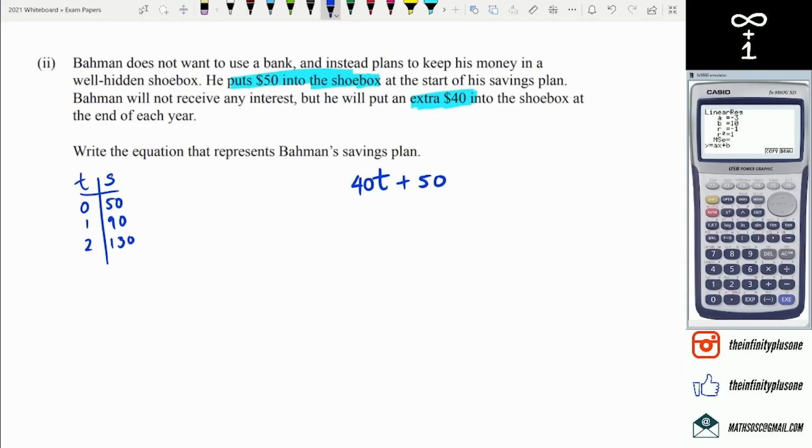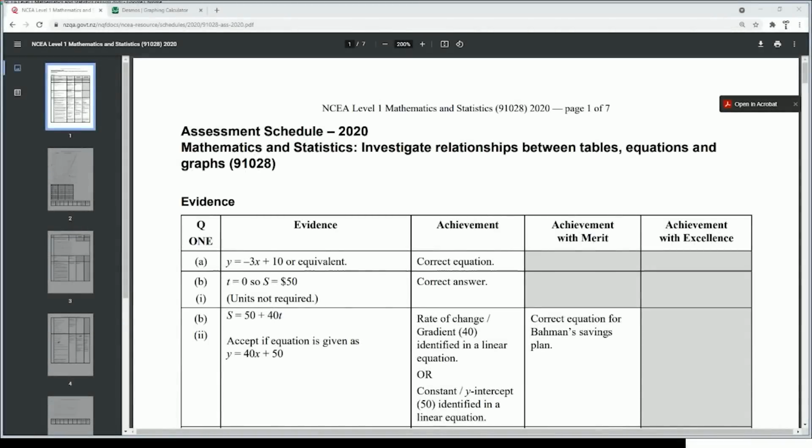Now, really important that we're just having a look. Oh no, actually, the answer schedule says 40x plus 50 is fine as well. So I would just put something like Barman savings is 40T plus 50. Looking at the schedule, I'll show you guys what I mean. This is one of those papers where we've had so many different things happening. As you guys can see, they say 50 plus 40T is fine, or 40x plus 50 is fine as well. Now, if you were to give just the gradient, which is 40, or the constant 50, then you're going to get an achieve.